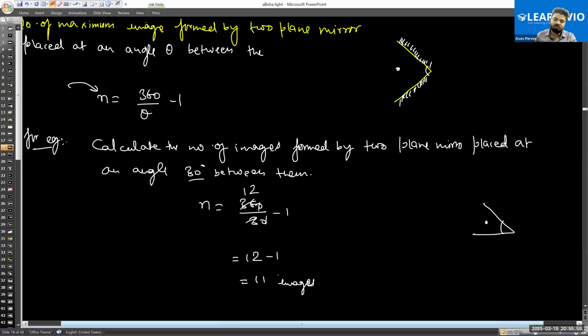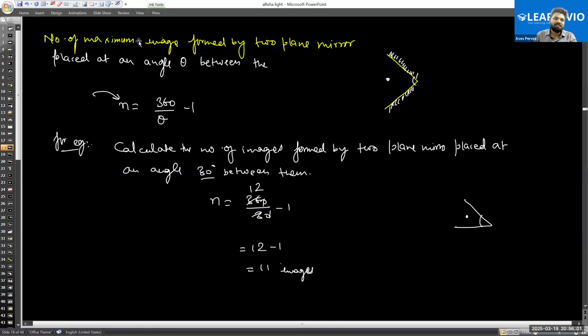Note this one also. One more thing, the maximum number of images formed by two plane mirrors, when the two plane mirrors are incident at any angle, not right angle, any angle. So they form multiple images. The number of images formed is given by the formula 360 upon theta minus 1, where theta is the angle between the mirrors.